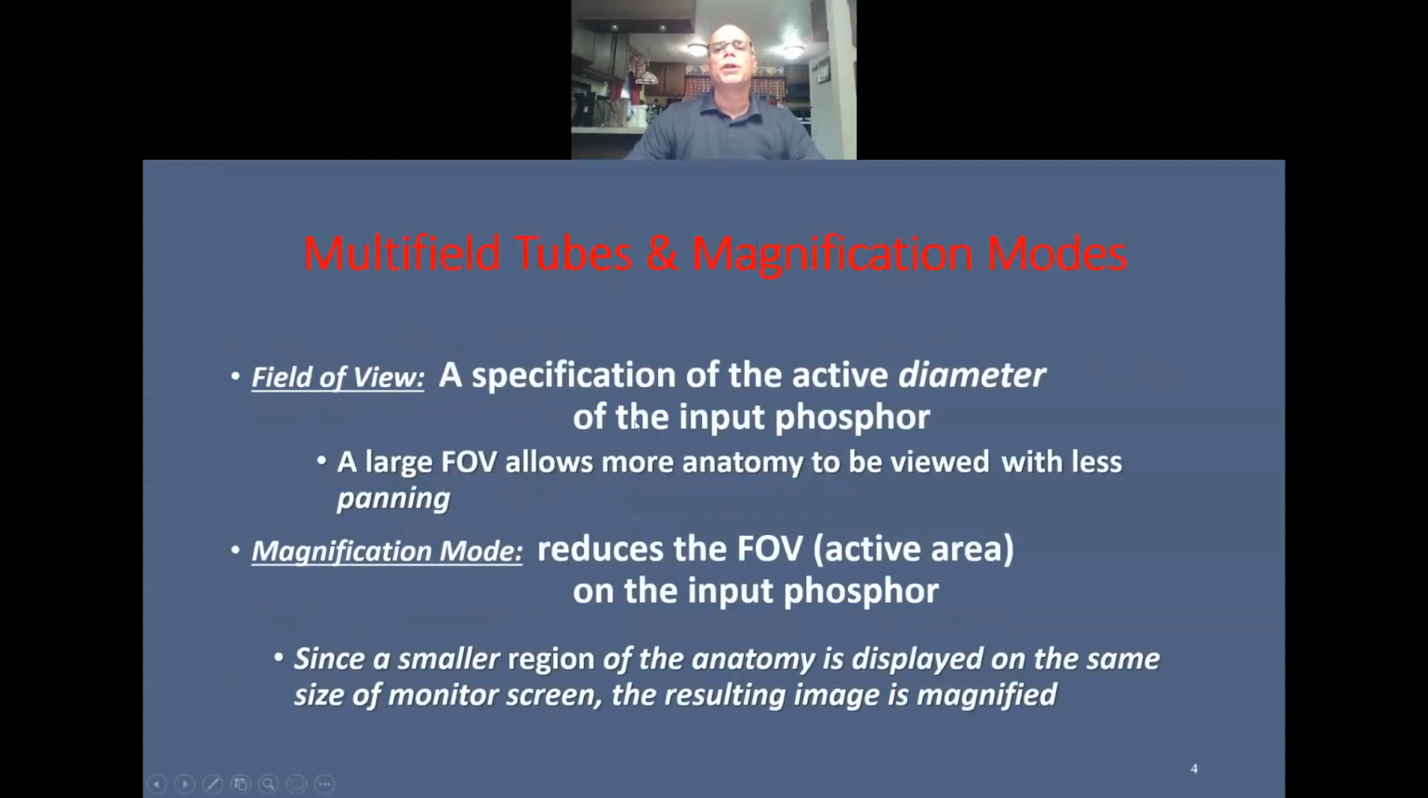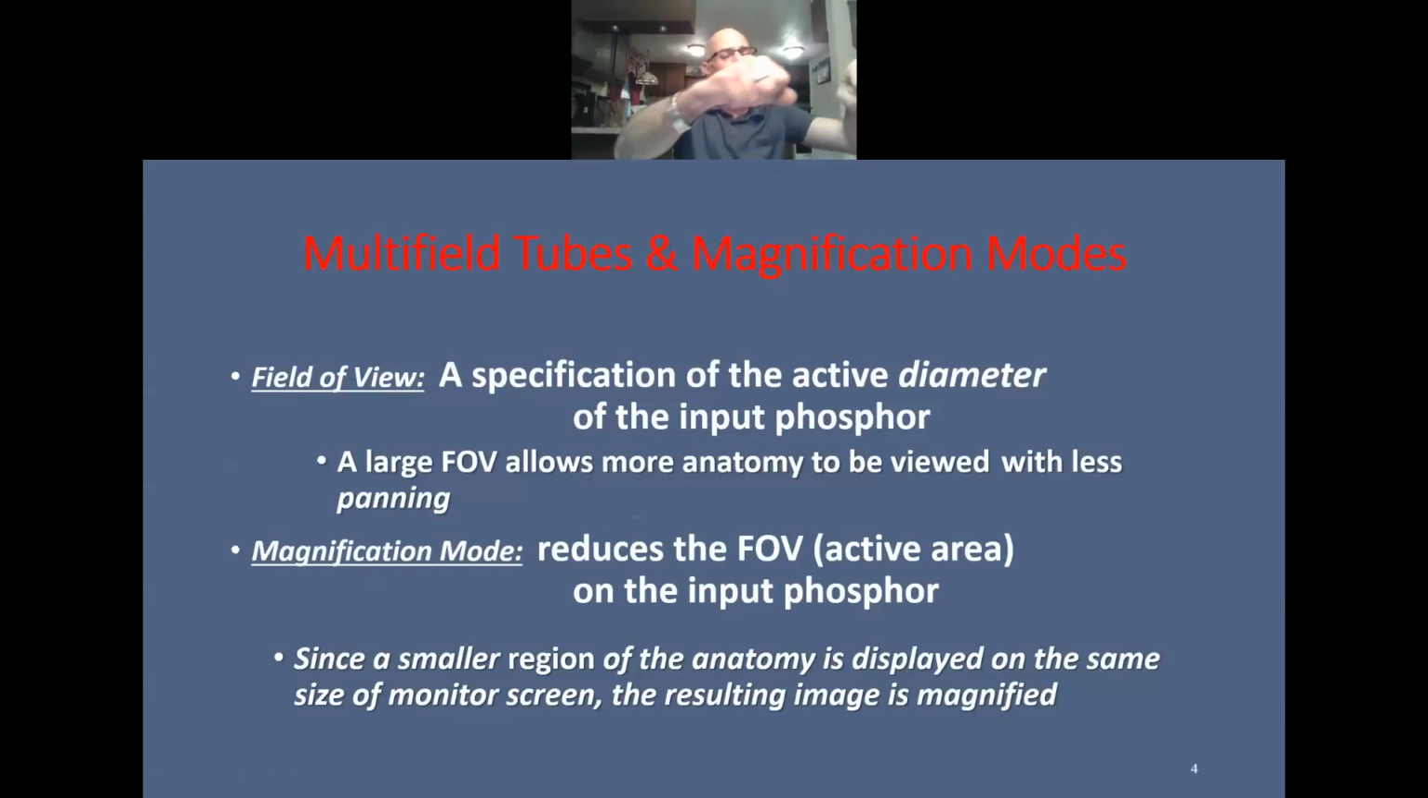Okay, a multi-field tube and magnification modes. These two things go together. This is on page 678 in your book. Your field of view is actually the area of your input phosphor. How much of the anatomy are you seeing? If you have a large field of view, you're seeing more anatomy, and it requires less panning, as they're saying. Panning is when you're taking the handles of your image intensifying tube, which is over your patient. Remember, the tube is underneath the table. You're panning and moving it to see the different parts of the chest, the abdomen.